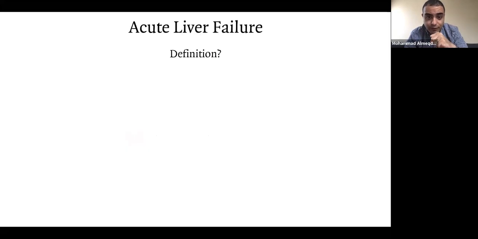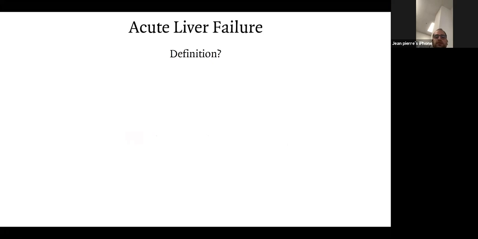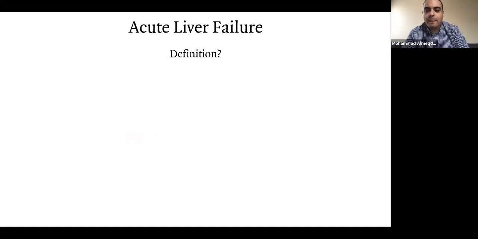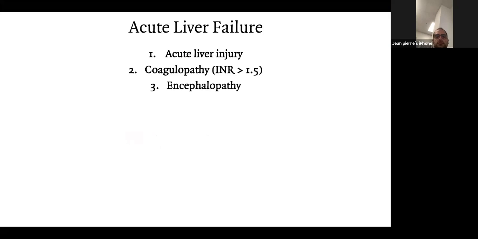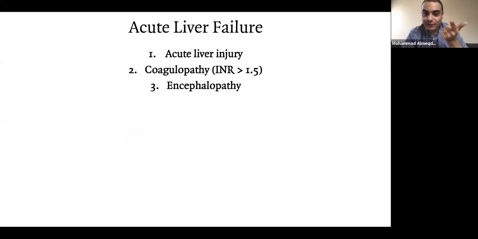Acute liver failure definition, okay, is what? Anybody can take a guess at it? Yeah, you should have encephalopathy with basically disturbed liver function. So PT, INR, and albumin. Okay, so low albumin. But encephalopathy is a major... Encephalopathy. Okay, good. So acute liver injury, coagulopathy, INR more than 1.5, encephalopathy. Okay, these are the three kind of criteria.